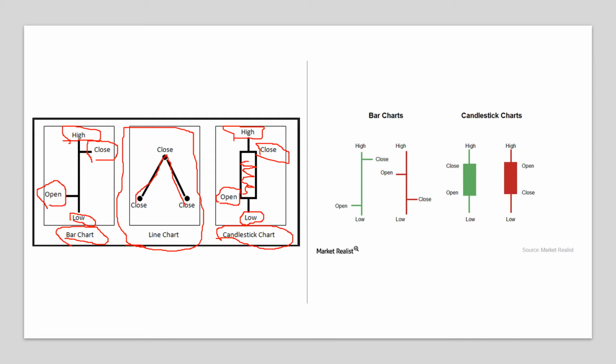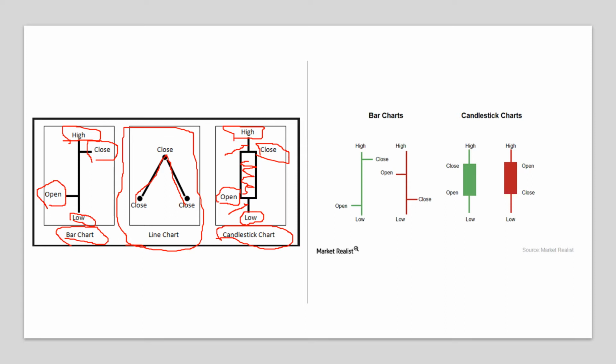And then it also has what's called a wick. It has a wick here at the top and a wick at the bottom. That's what those lines are. Those are called wicks because candles have wicks. And some candlesticks will have wicks and some won't. And that's for another class. We'll get into that a little later.